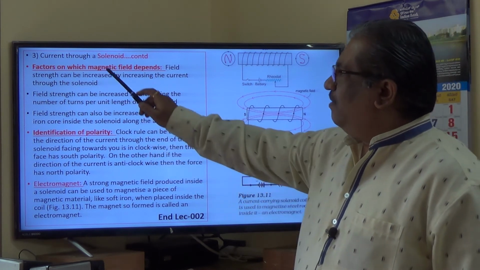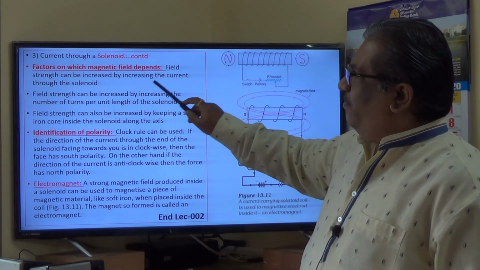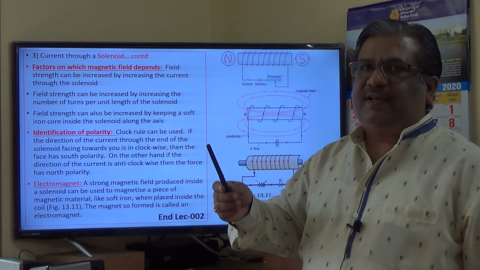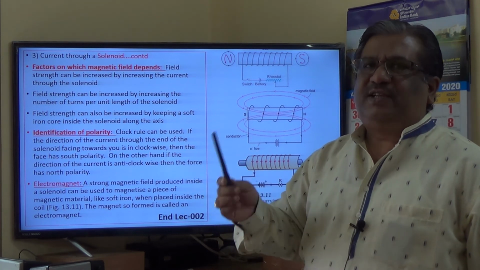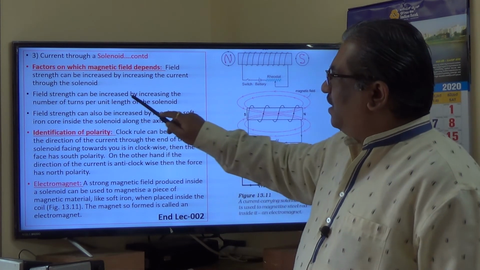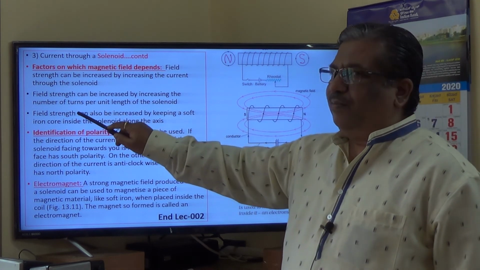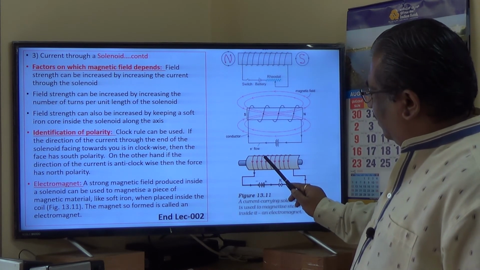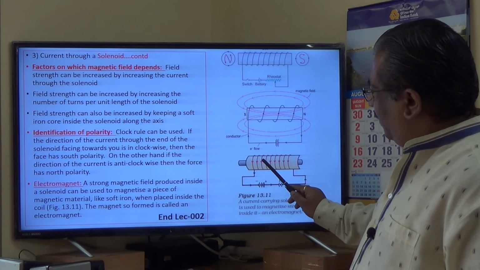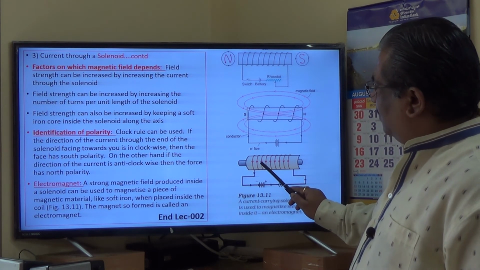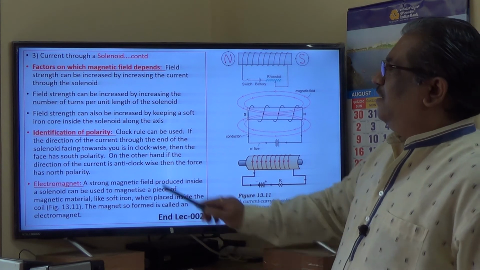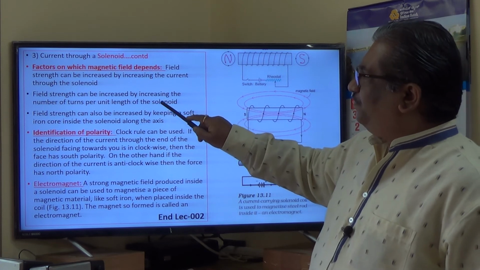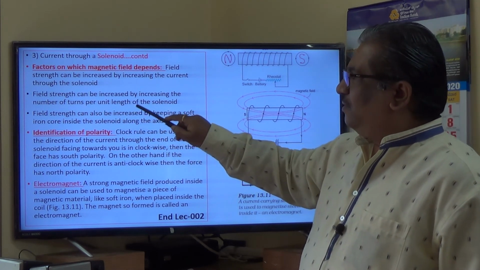Let us read this. Factors on which magnetic field depends. Field strength can be increased by increasing the current through the solenoid. If we increase the magnitude of the current, the field strength also can be increased. Field strength can also be increased by increasing the number of turns per unit length. Here if I count 1, 2, 3, if this is 1 centimeter, then in 1 centimeter I have 3 turns. If I increase the number of turns in 1 centimeter, the strength also can be increased. So the field strength can be increased by increasing the number of turns per unit length of the solenoid.